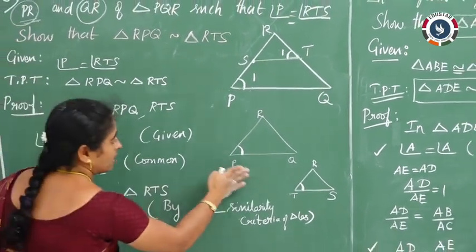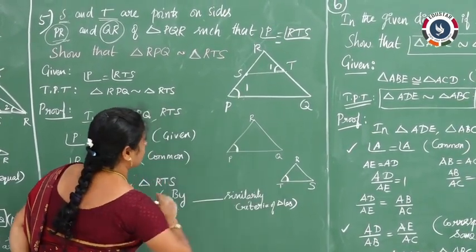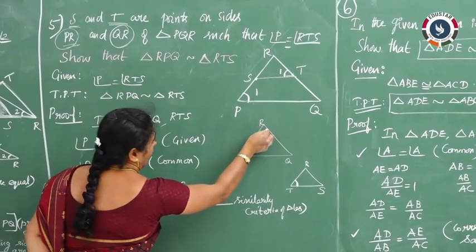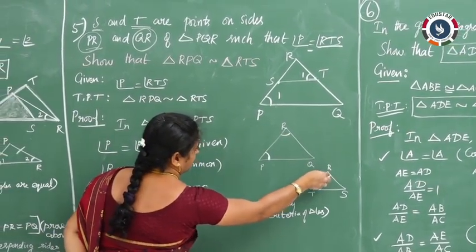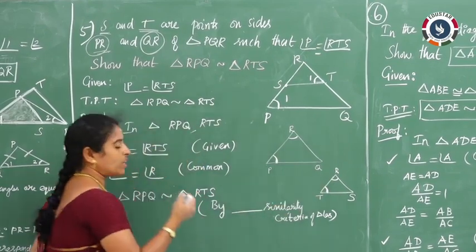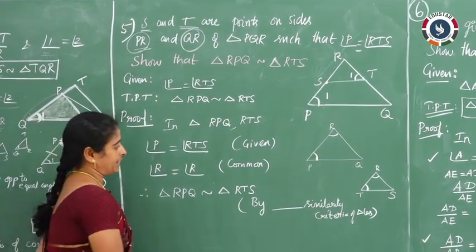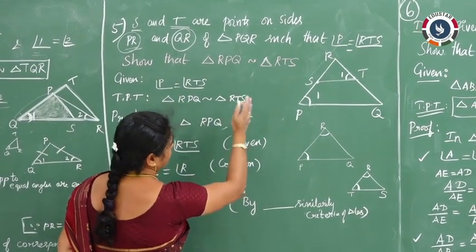So we proved it is given. Angle P is equal to angle T in the two triangles. Next, angle R is equal to angle R. That is, angle R is common in both the triangles. So it is more than enough to prove that two angles are equal to get those two triangles similar.